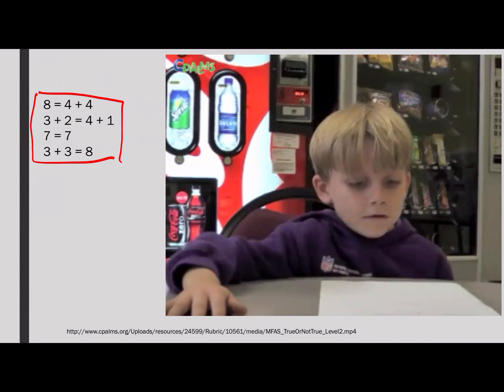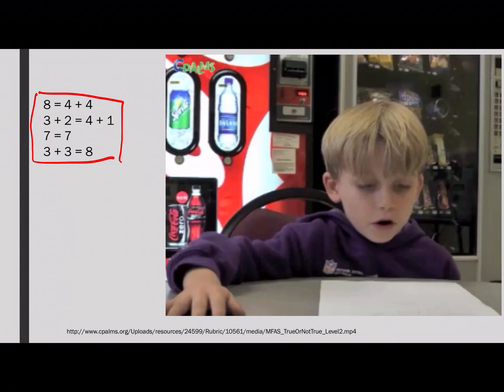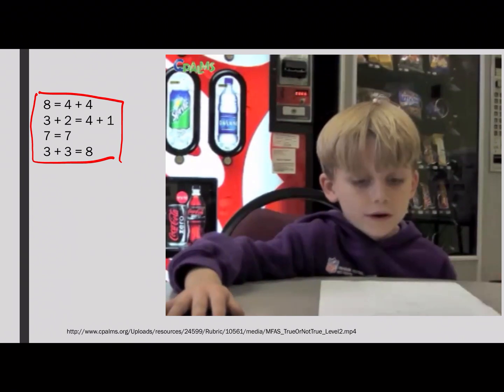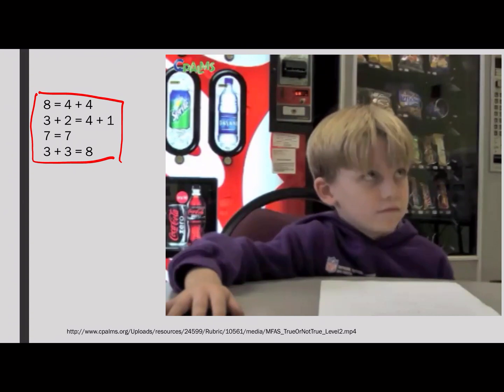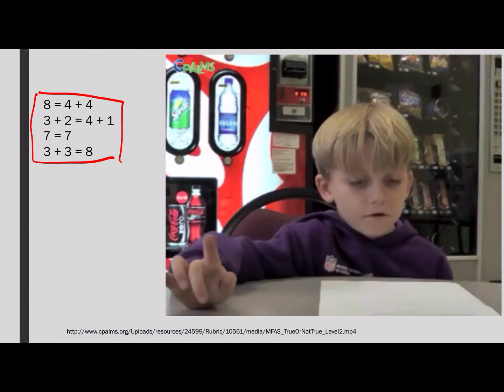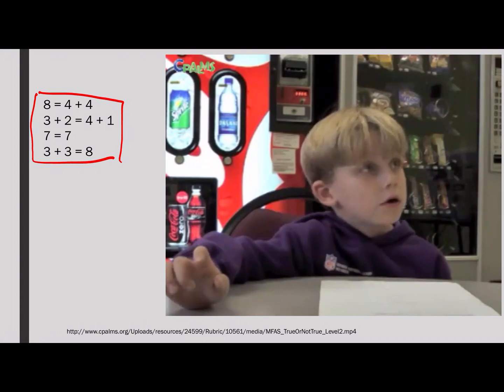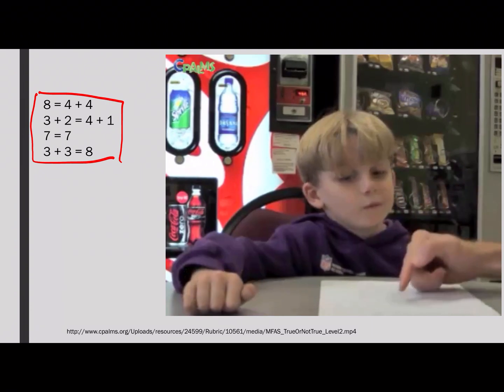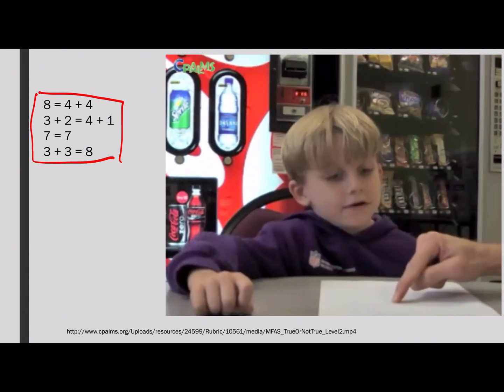Read this one to me. 3 plus 2 equals 4 plus 1. Okay, is that true or not true? Not true. Why is it not true? Because you can't have a plus behind an equals. Oh, so this one is behind over here? Yeah. Okay, let's look at this one.